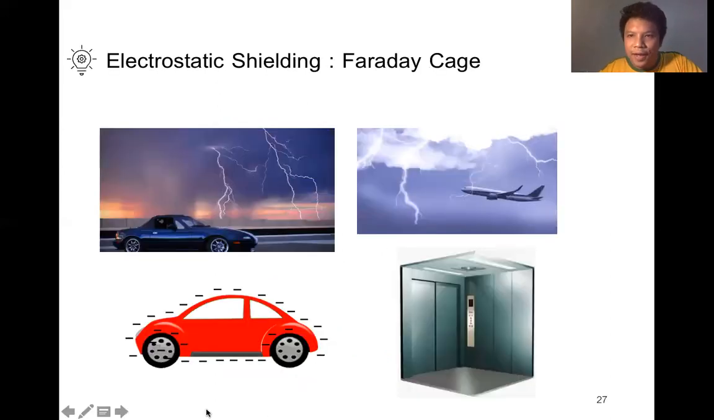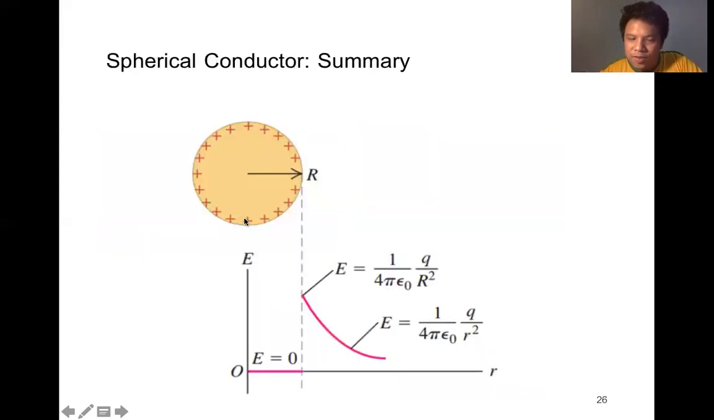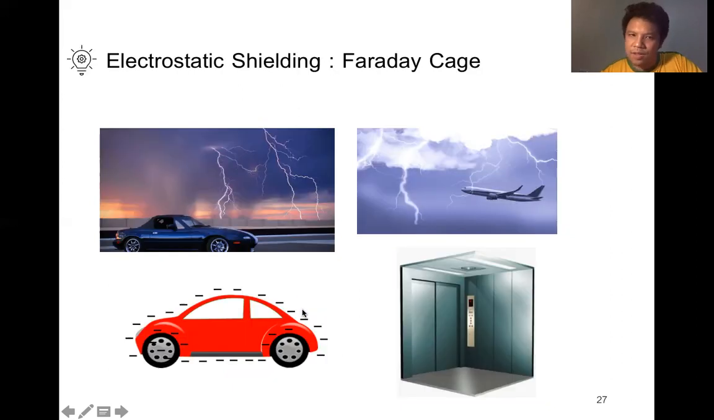So the application of this principle is the Faraday cage. If you want to shield any objects from the electric field outside, for example to shield things from lightning, we use the surface of the vehicle as a conductor. As a conductor, you are going to be safe from the electric field. The electric field cannot get inside, and you'll be safe.